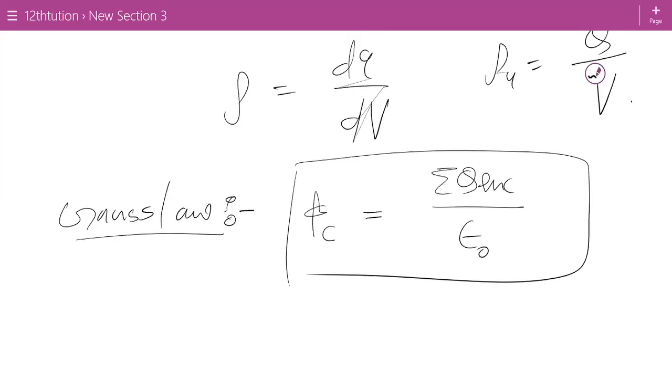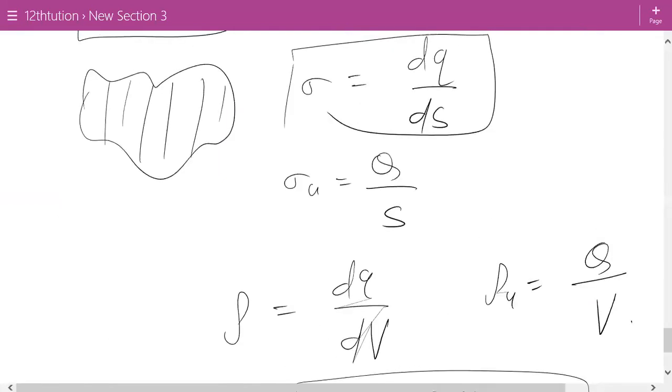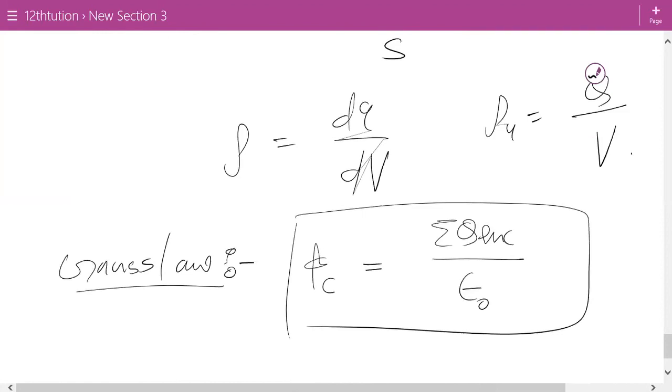Sir, what have you written in the numerator? The numerator is Q enclosed. Sorry, my writing is a little bad. Q enclosed. Sir, does the C indicate the current? Which C? The one in phi c, the formula. Yes, sir. It indicates phi closed.